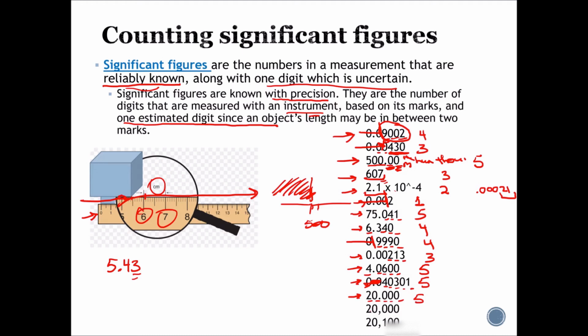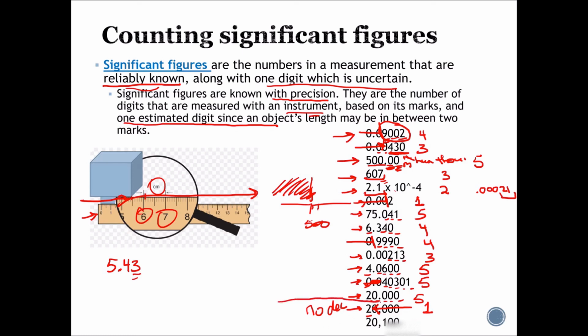Oh, but what about if there's no decimal here? So this one is a value that says 20,000, but the 20,000 is a rounded value, so we don't know if this is actually 19,999. It's rounded to 20,000. So because there is no decimal, all of these values are part of the rounding. This value is rounded to the 10,000 place. This value has one significant figure.